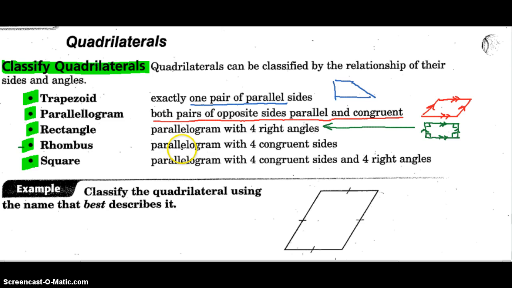A rhombus looks a lot like a parallelogram, except for this one you know that the 4 sides are congruent. So a rhombus, let's make it blue. It's also usually squished, but all the sides are equal. And then a square is a rhombus, and it's a rectangle. It's a rhombus because all sides are equal, and it's a rectangle because all the angles are right angles.